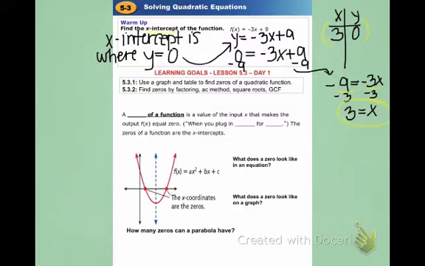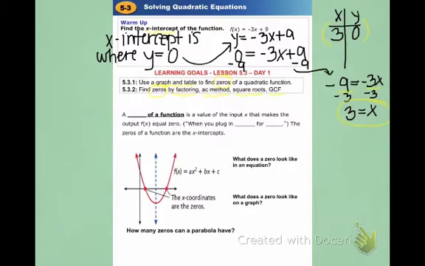Just as the last lesson was split up into 2 days, this lesson will also be split up into 2 days. The learning goals for today's lesson are first to use a graph and a table to find what are called zeros of a quadratic function. And secondly, we'll be finding the zeros by factoring, AC method, square roots, and GCF. So we're going to be utilizing some of those factoring skills that we practiced so much in the last trimester and to begin this trimester as well. So let's go ahead and get started on day 1.